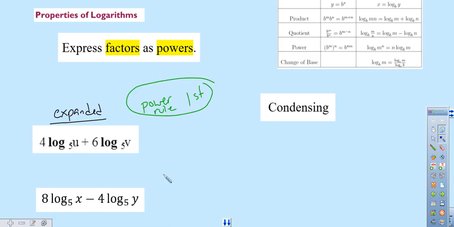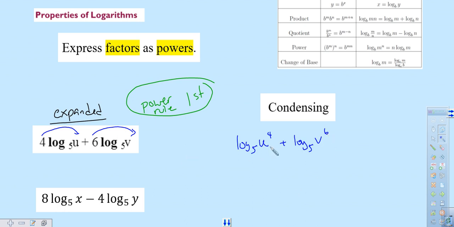So in this case here, we have an expanded version that we want to put in the condensed form. In the last situation, we did the power rule last. Now we're going to do the power rule first, meaning that we're going to take this 4 and move it up, and take that 6 and move it up. So right this minute, we have log base 5 of u to the 4th plus log base 5 of v to the 6th. So we're going back together.